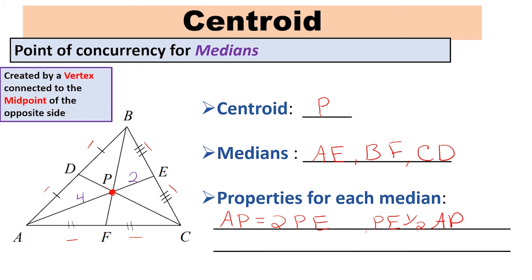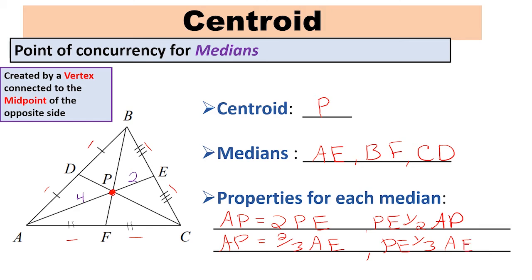So that is how we could figure out what the length of a median would be if we're given some partial information. Also, AP would be 2/3 of AE, so 2/3 of the entire length of the median, and PE would be 1/3 of the length of the median.